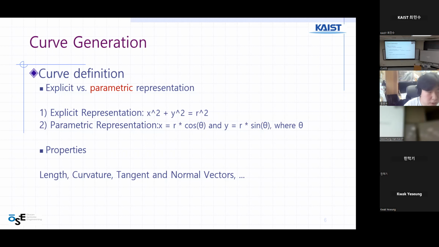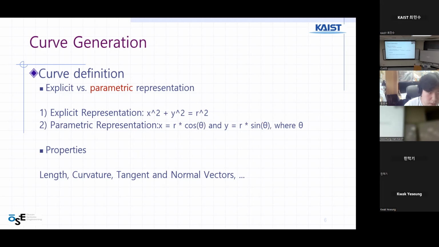To define curves, there are two types of representation. First is the explicit representation. In an explicit representation of the curve, the shape is defined directly as a relationship between the coordinates. Second is parametric representation. In a parametric representation, the curve is described in terms of one or more parameters.